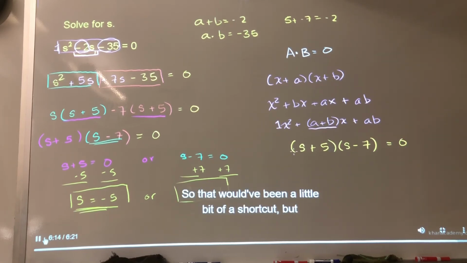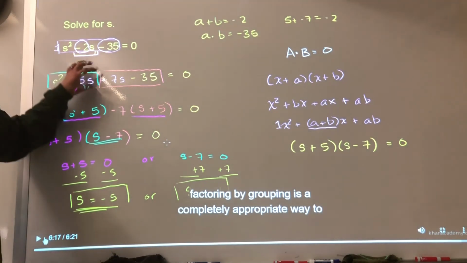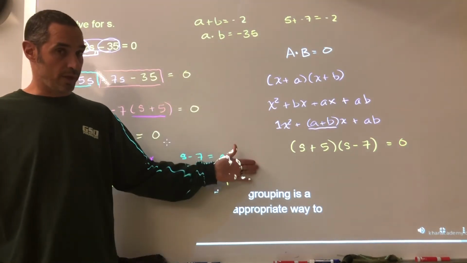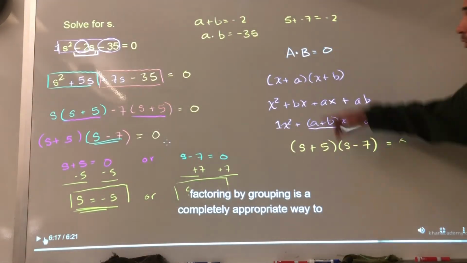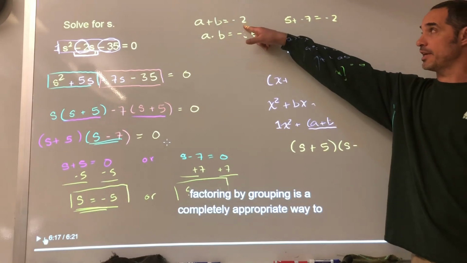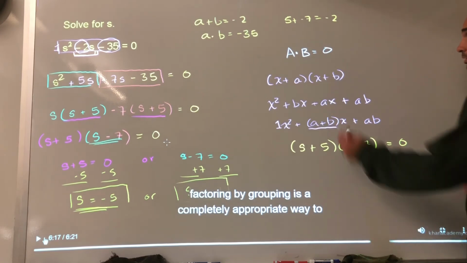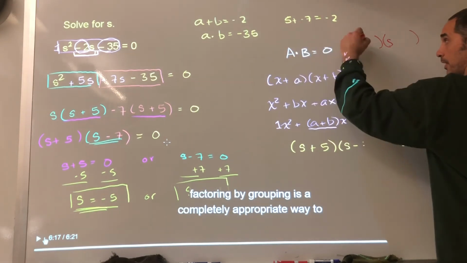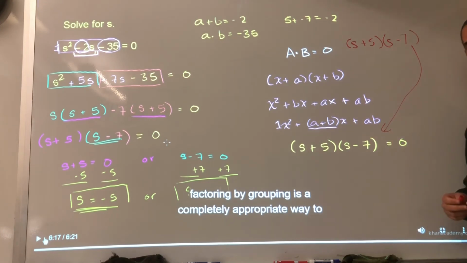So that would be a little bit of a shortcut, but factoring by grouping will work. The method we talked about earlier, where you find 4 terms and put it in a box and factor it out, works every time. He did show you a little shortcut method. I don't know if you fully understand what he was saying, but essentially, once I have the factors of negative 35 that add to negative 2, positive 5 and negative 7, I just set up a set of parentheses. S is the first thing, and then this is positive 5, so plus 5, and that's negative 7, so minus 7, and set them each equal to 0.